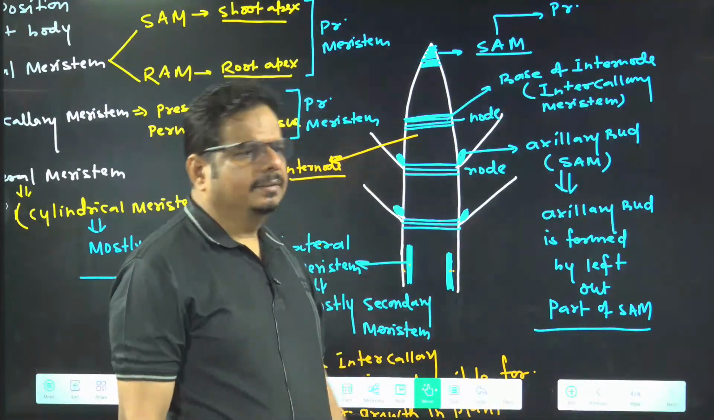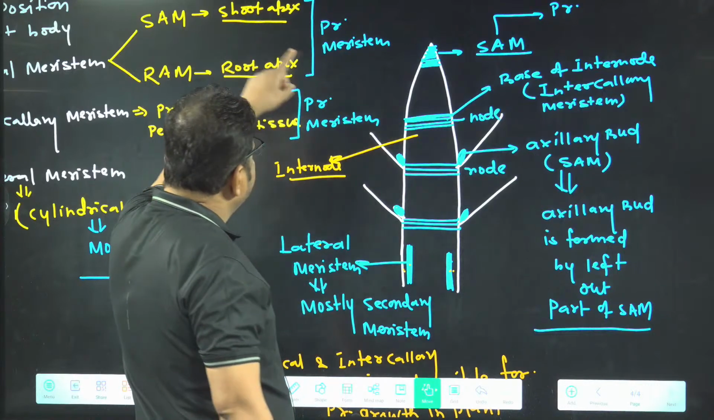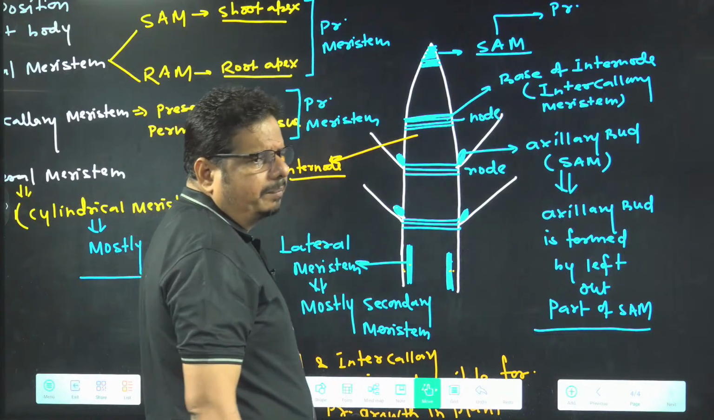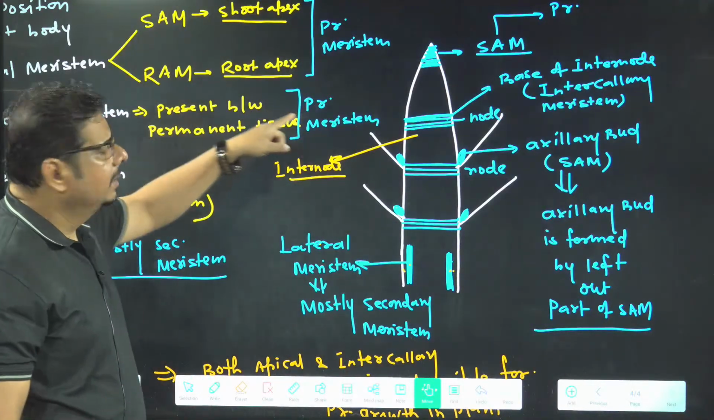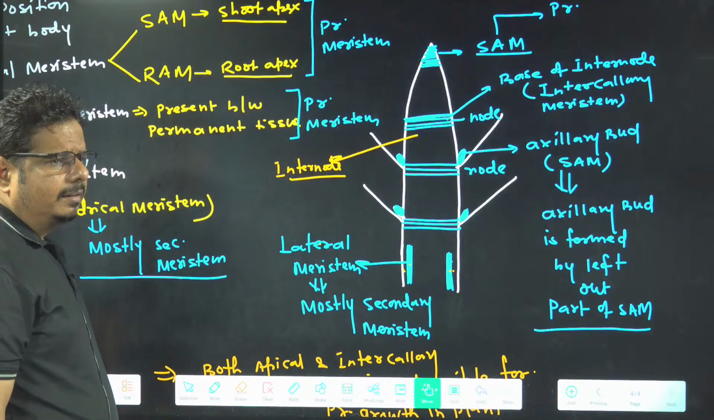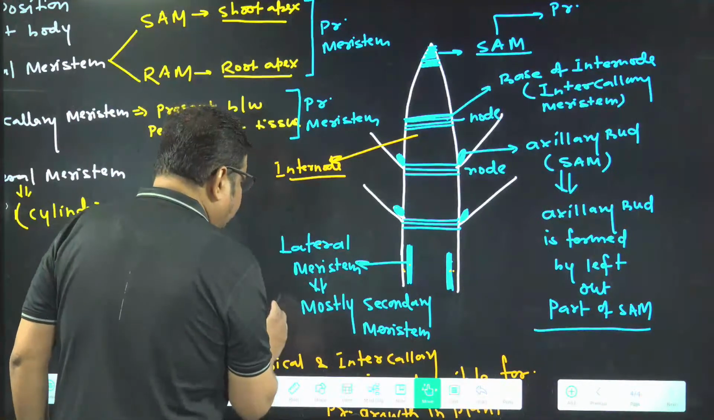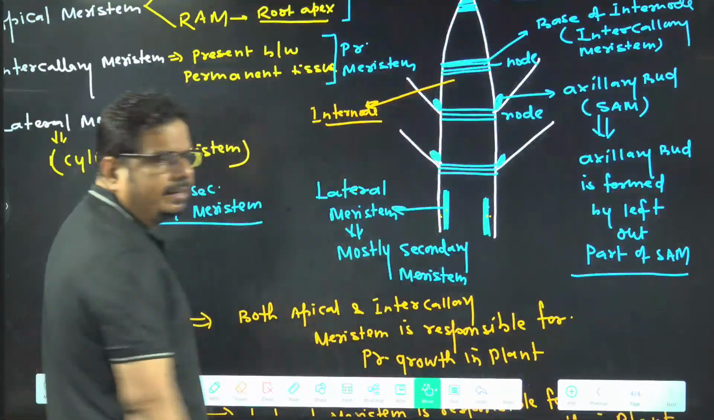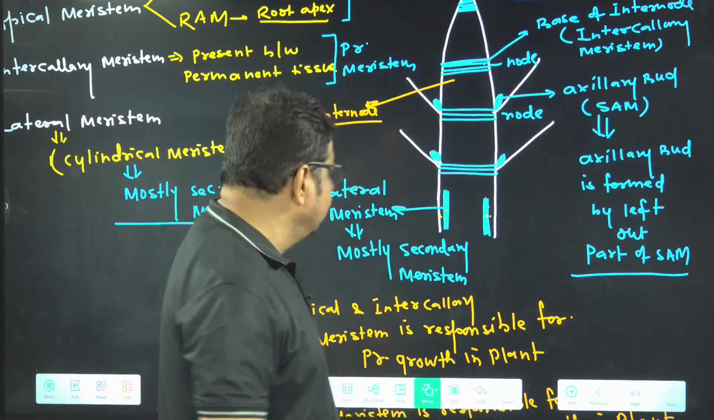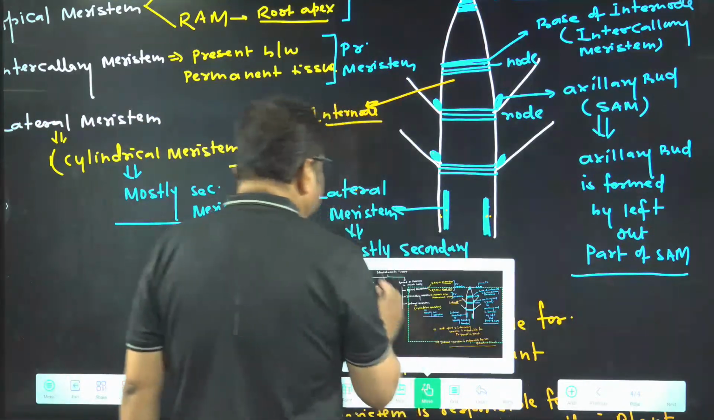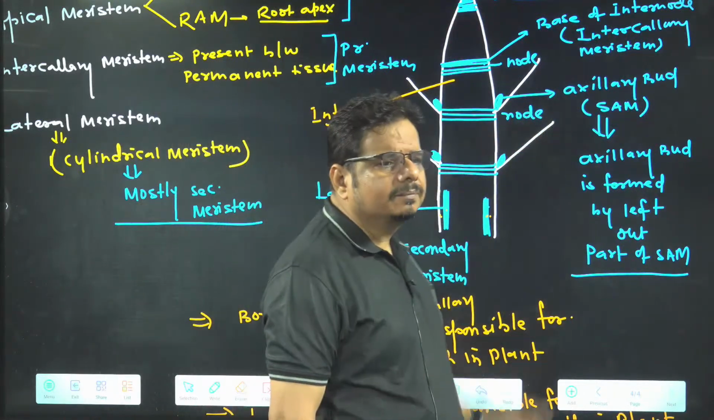So you got the meristem based on the position in the plant body: apical, intercalary, lateral. Apical is a type of which kind of meristem based on origin? Primary. Intercalary is which kind of meristem? Primary. Right? And lateral meristem is what basically? Mostly secondary meristem. Is it clear in the mind? So this is about the meristem classification based on position.